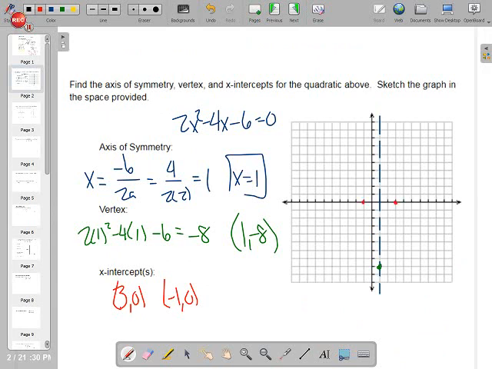You find the x-intercepts by either factoring or using the quadratic formula. One more thing that we might want is the y-intercept, and the y-intercept is when you plug in 0 for x, so 0 minus 0 minus 6. The y-intercept is (0, -6), and I can reflect that point because my points should be symmetrical about that axis.